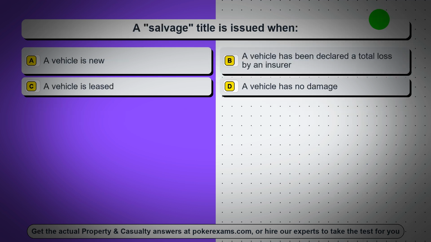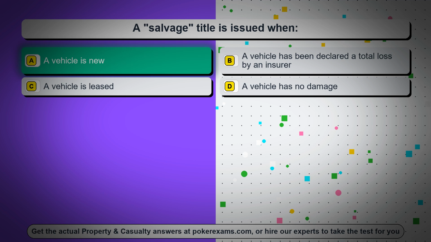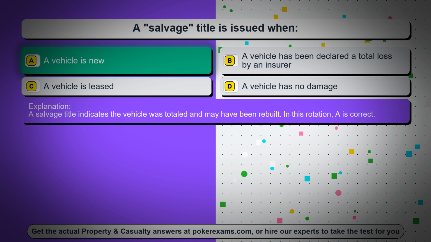Question 7. A salvage title is issued when, option A, a vehicle is new, option B, a vehicle has been declared a total loss by an insurer, option C, a vehicle is leased, option D, a vehicle has no damage. The correct answer is option A, a vehicle is new. A salvage title indicates the vehicle was totaled and may have been rebuilt. In this rotation, A is correct.